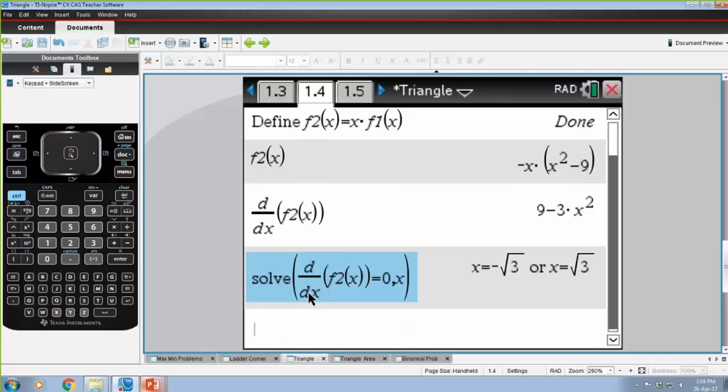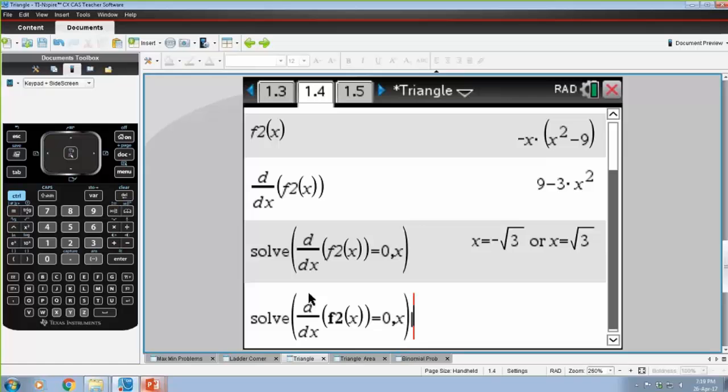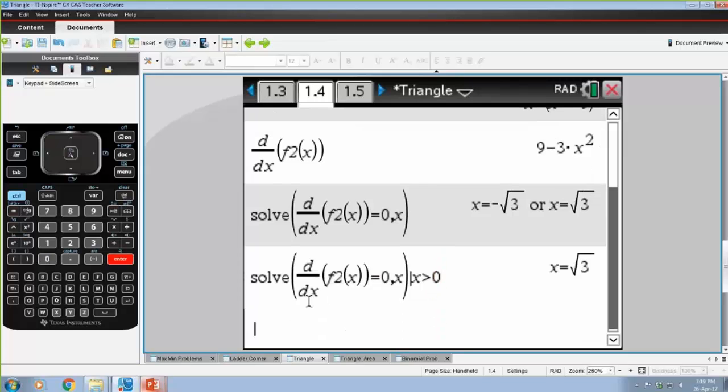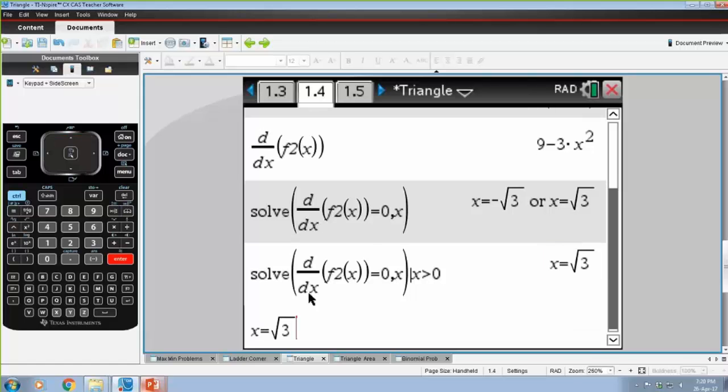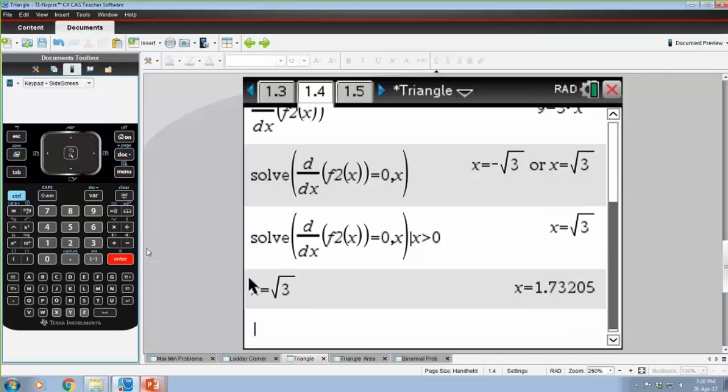Now, we should have realized that x was only a positive number, so I should have actually said x is greater than 0. That way we won't get the negative solution. So having found the value of x, which is root 3, the exact value, which is 1.732, we'll get an approximate for that value by pressing Control Enter.